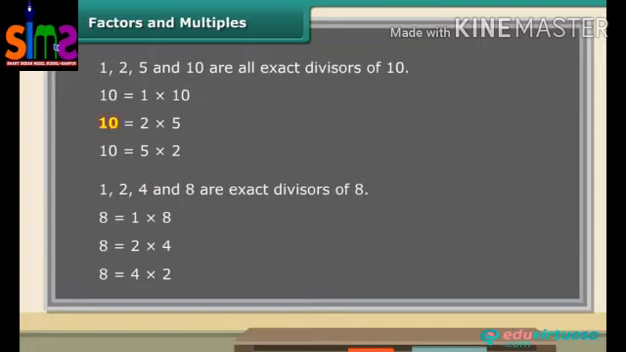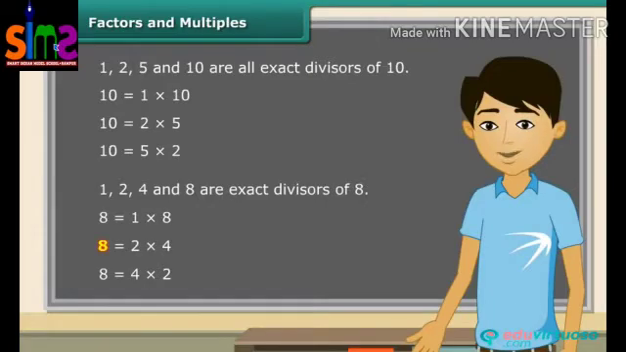Number 10 is the product of 2 and 5. It is also a product of 1 and 10. Therefore, 10 is a multiple of 1, 2, 5 and 10. Similarly, number 8 is a product of 1 and 8 or 2 and 4. Therefore, 8 is a multiple of 1, 2, 4 and 8. Thus, we can say that a number is a multiple of each of its factors. Multiples are always greater than or at least equal to the number itself.